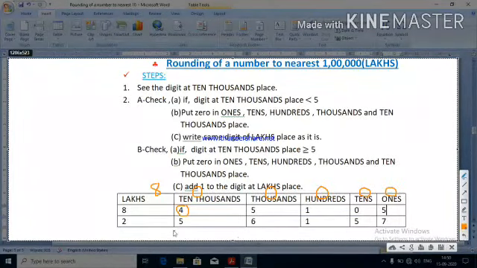In the second question, here 5 is equal to 5. So you have to write zeros here, zeros in the 1000 place also, zeros in the 100 place also, 0 in the tens place, in the ones place also 0, but you have to add 1 to the digit at the lakh place. 2 plus 1 is 3, so your answer is 3 lakh.